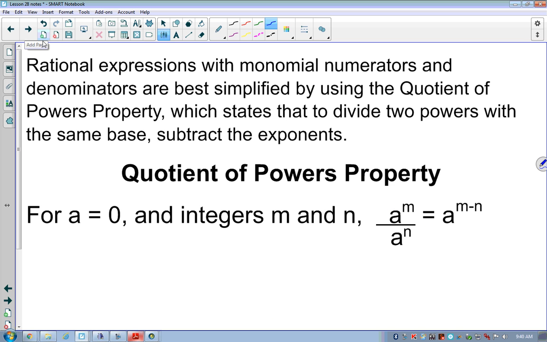Rational expressions with monomial numerators and denominators are best simplified by using the quotient of powers property, which states that to divide two powers with the same base, we just subtract the exponents. We should be fairly familiar with that. Like if I got x to the fourth over x squared, that's going to be x to the fourth minus 2, or x squared. Right? We're familiar with that? Okay. All right, and that's what you see in that example.